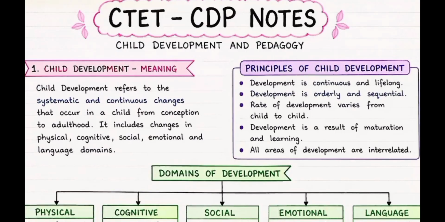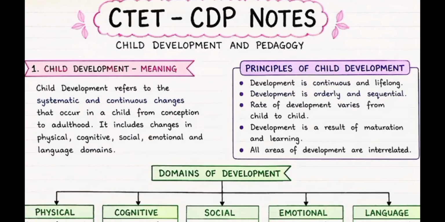Now we will move to the principles of child development. Child development is a continuous and lifelong process. Development means a progressive series of changes throughout one's life. Growth stops when maturity has been attained, but development goes on continuously throughout our life.